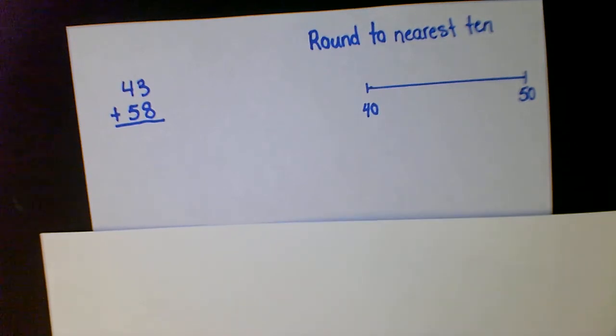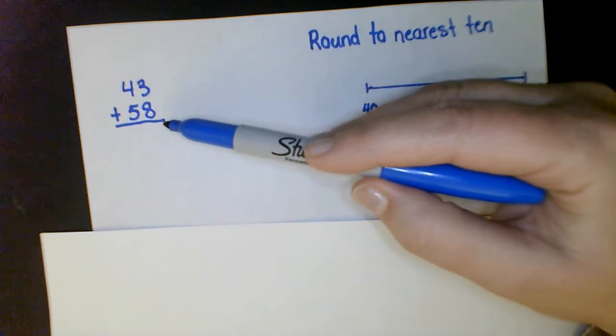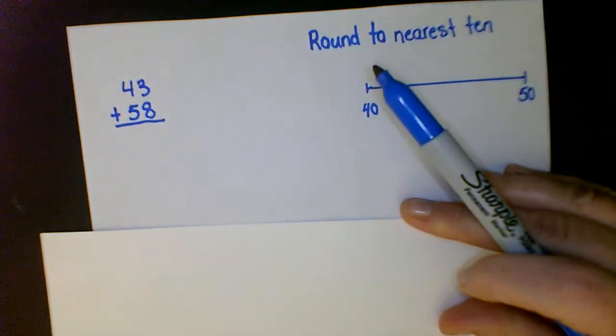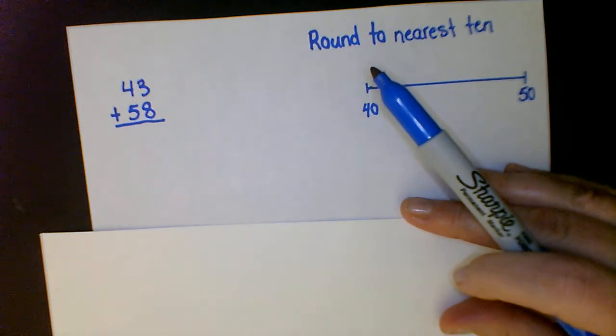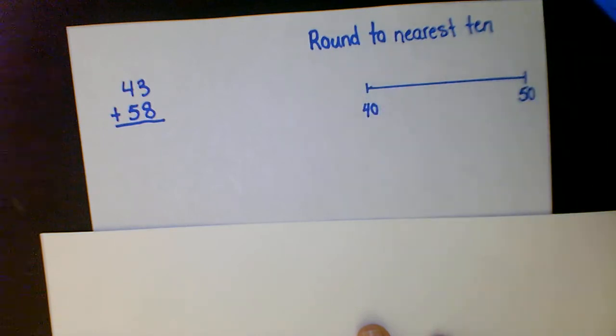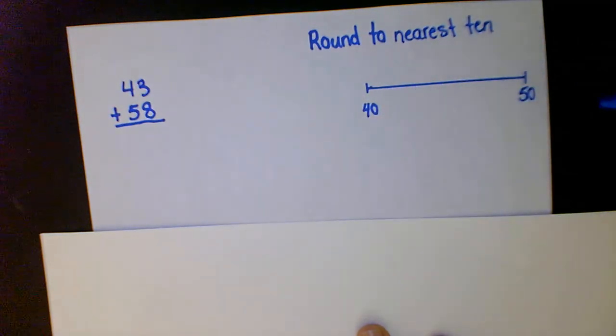Okay, so I have a question over here, an equation, 43 plus 58. I am first going to estimate the answer to see about what should the answer be so that I can check my math later. So for today, we're going to look at rounding, and we're going to use a number line to help us. There are some other ways, but this is the way we're going to think about it today.